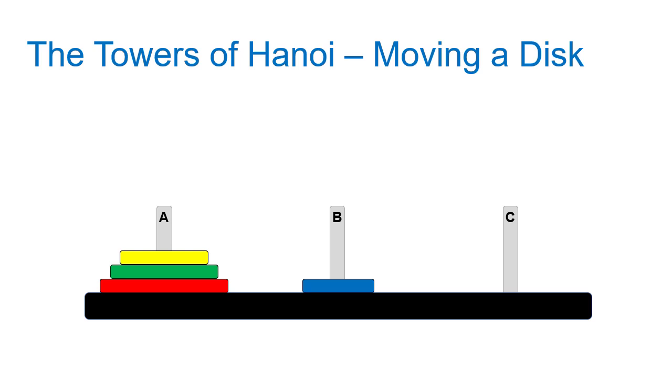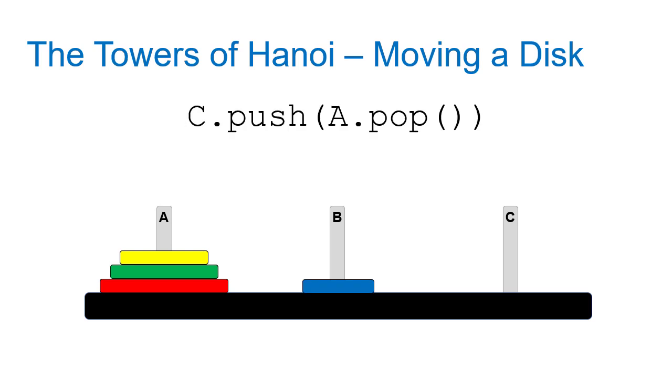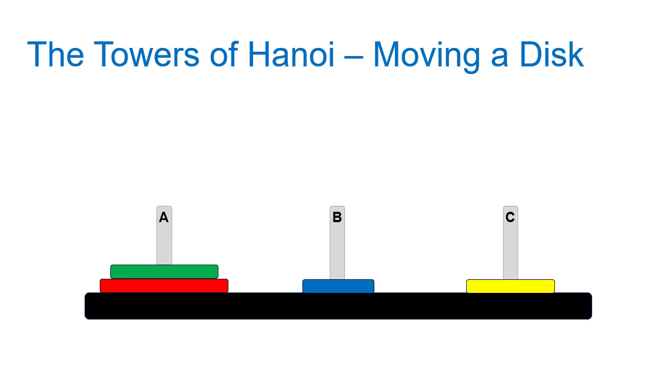Now I don't have to do that in two steps. I can actually do that in one step. Suppose I want to move a disk from peg A to peg C. Again, that would be the next move in the solution for the Towers of Hanoi. Well, I could just call c.push(a.pop()), which pops the disk from A and pushes it to C. And so this would be the result. So that's the idea we're going to use in our example.